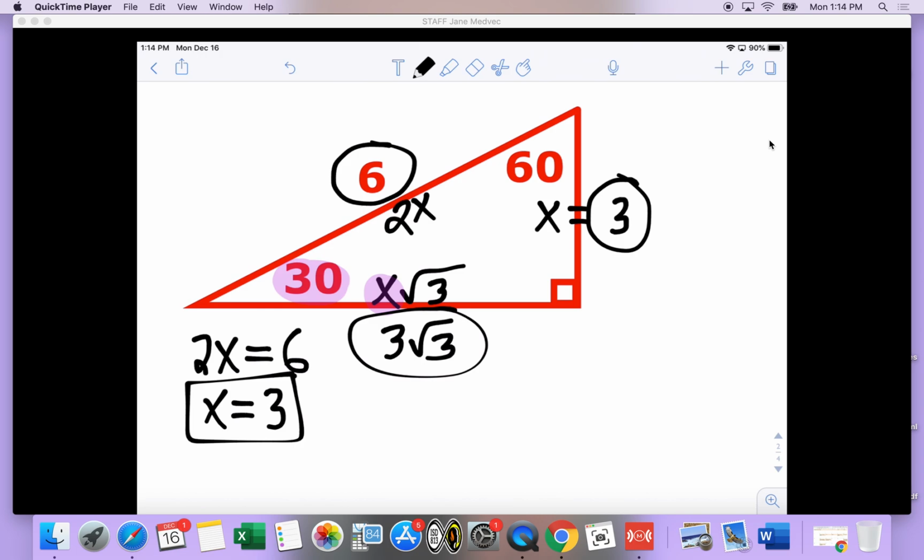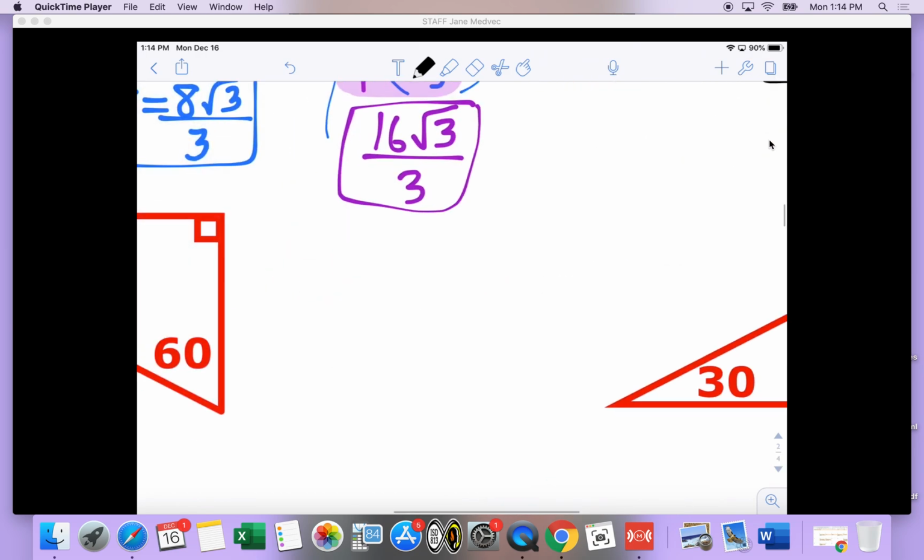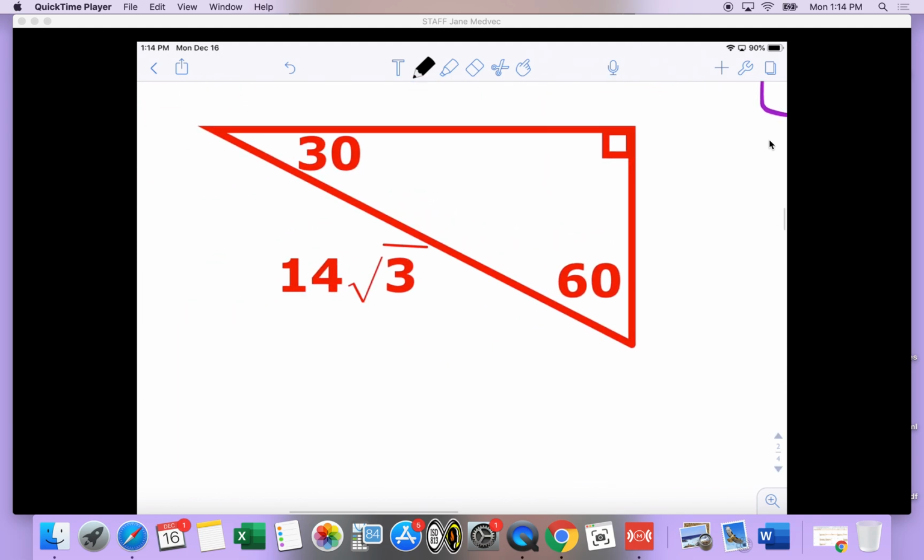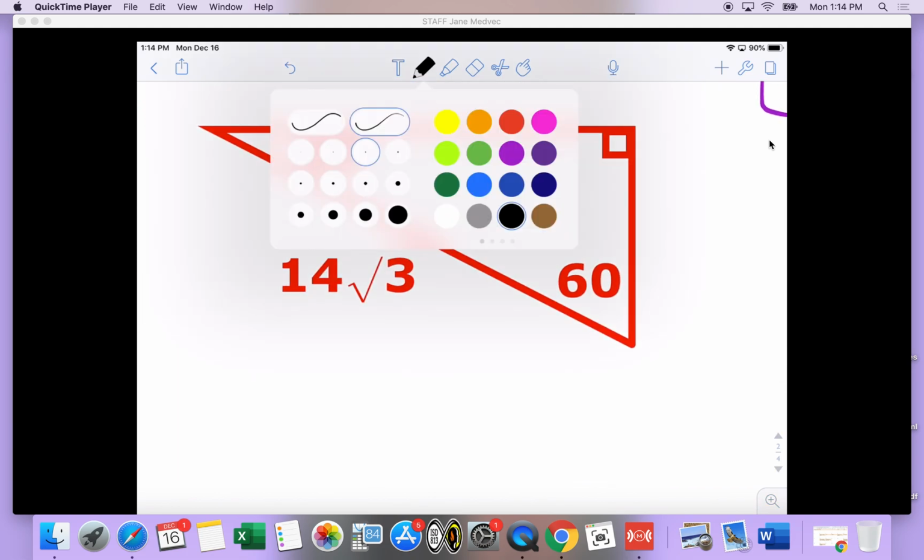So if it's just a simple substitution, there really is no work. You take out your variable, put in your number, and you're done. Questions? Okay, we've just got a couple more yet to do. So I'm going to take a look at this next one.